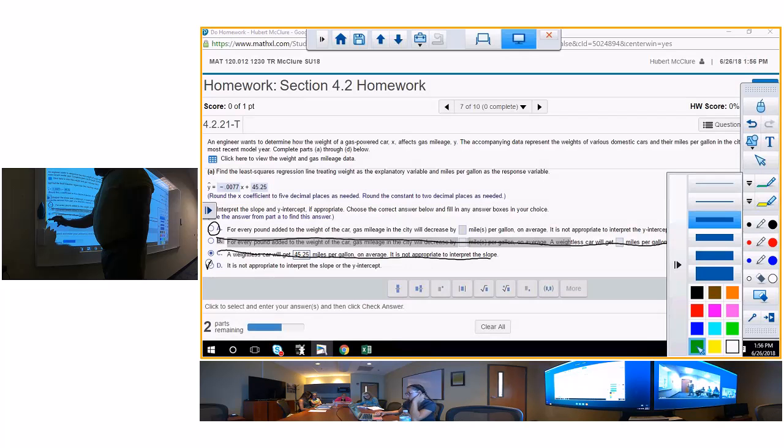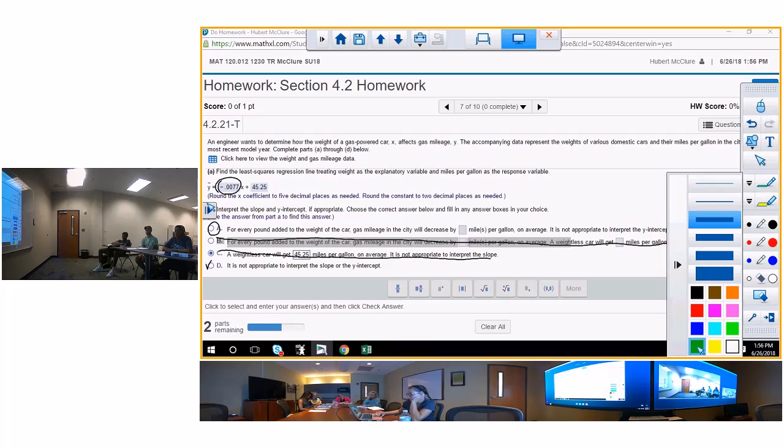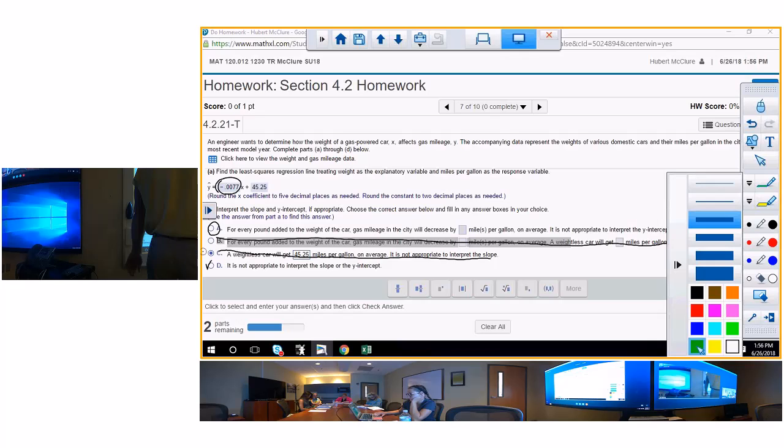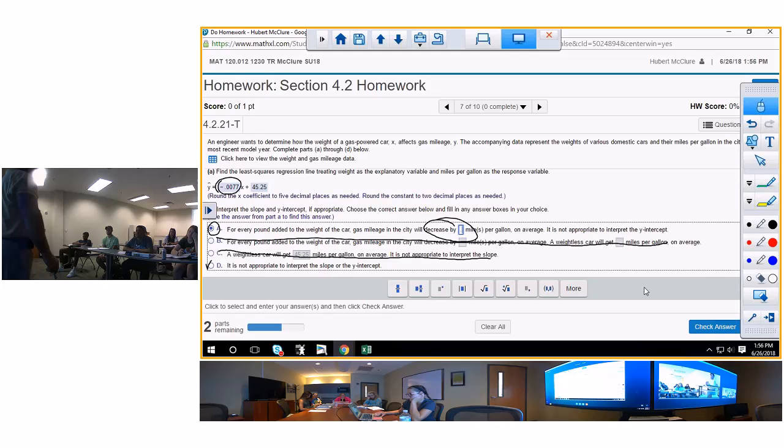So for every pound added, it should decrease by how much? 0.01 gallons? I think that's what they're asking. Because this is the Y-intercept, that doesn't have anything to do with it, because this is the slope right there. And decrease means negative, right? So I would say 0.0077 is what they want there. 0.0077, and you hit check answer.